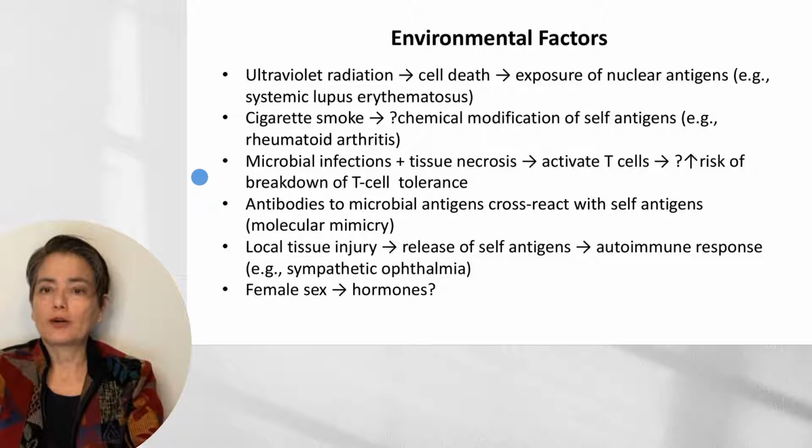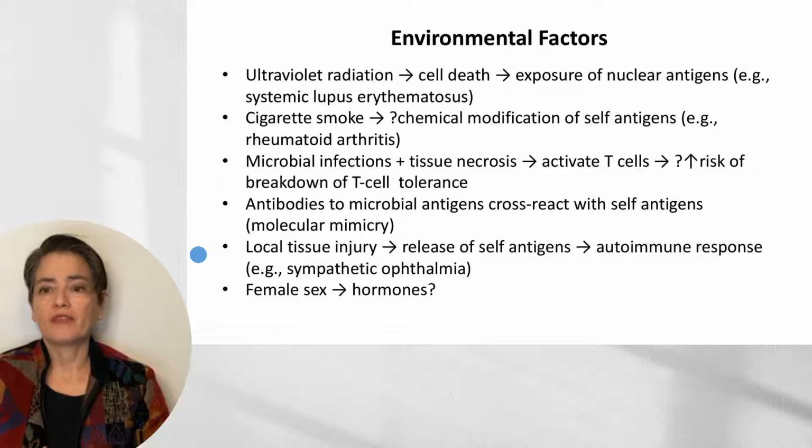We know that microbial infections can cause tissue necrosis, and these are very activating for T cells. When you have this recurrent activation, this perhaps increases the risk of breakdown of T cell tolerance. Perhaps a more direct risk of environmental factors will be antibodies to microbial antigens that cross-react with self-antigens. This is molecular mimicry, and an example would be rheumatic heart disease. If we have a local tissue injury, this can cause a release of self-antigens, which can provoke an autoimmune response. A classic example of this is what is called sympathetic ophthalmia.